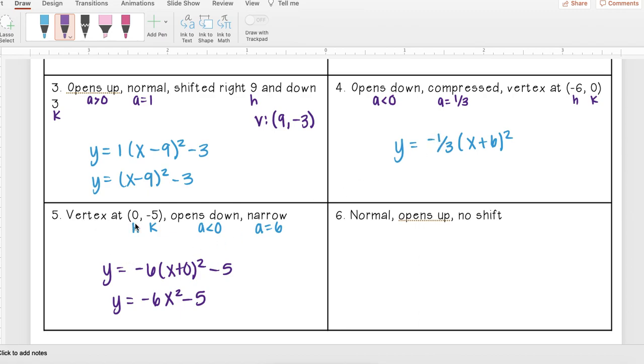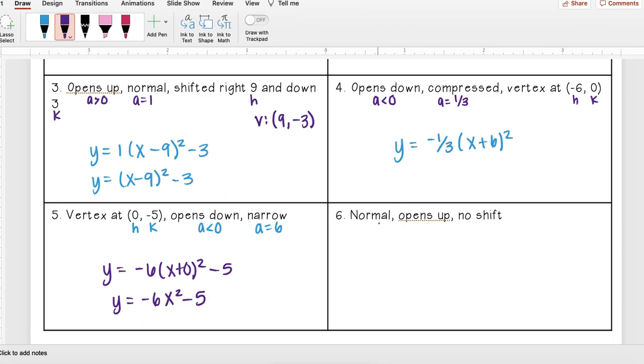For number 5, the vertex was at 0, negative 5. It opens down and narrow. So here you could have picked any number greater than 1. So I chose 6. You could have done 7, you could have done 12, anything like that. But since it's opening down, it did need to be negative. And then here, my h value is 0, so you could have written it like this. But the most accurate answer would be just to leave it as x squared.